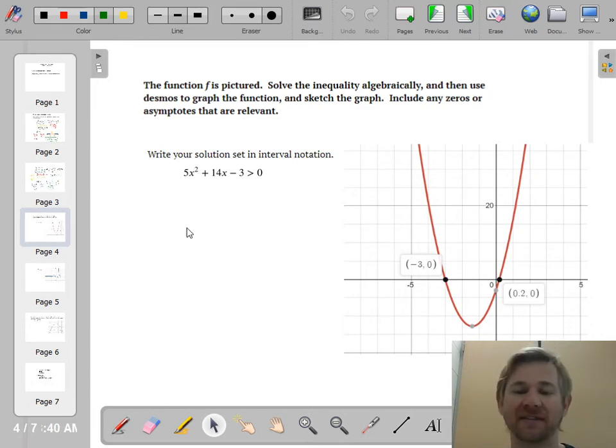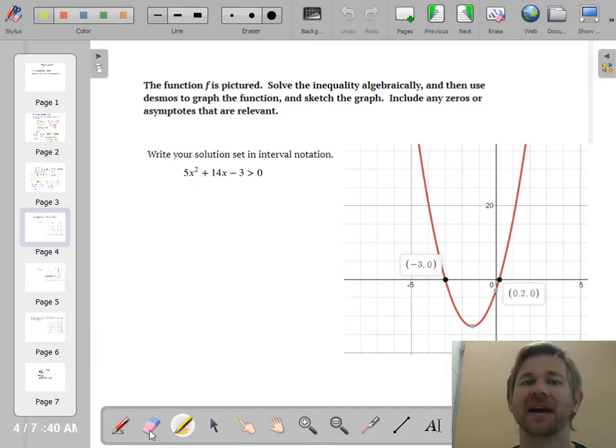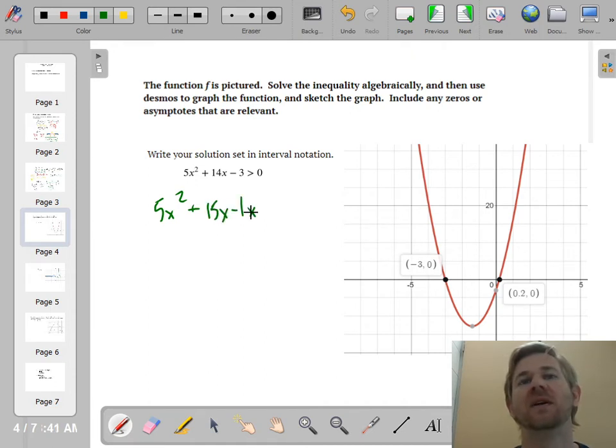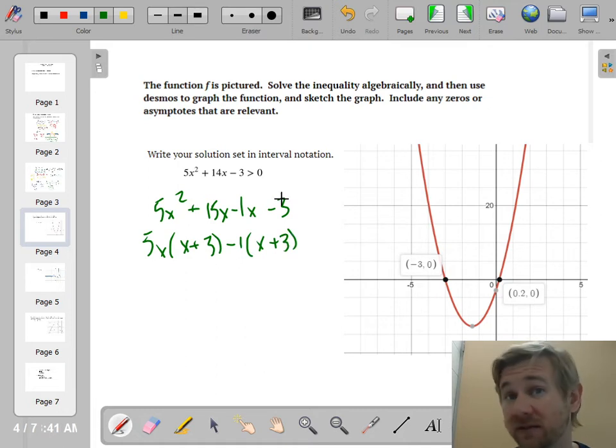So I went ahead and graphed these. Now you would use Desmos to graph them, but what we need to do is verify what's going on algebraically to make sure that our graph matches up. So I'm still going to factor. I'm going to find numbers that multiply to negative 15 and add to 14. So that would be 15 and negative 1. And then I've got GCF of 5x, so x plus 3 minus 1, x plus 3 because we factored out the negative. And then we have 5x minus 1 and x plus 3.